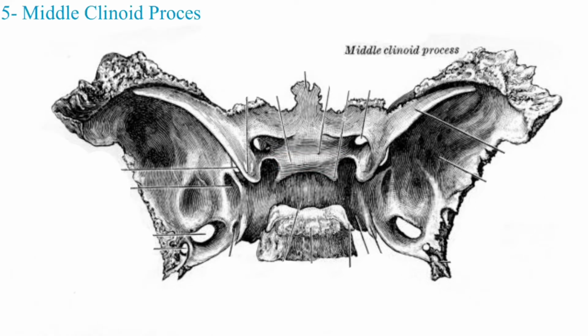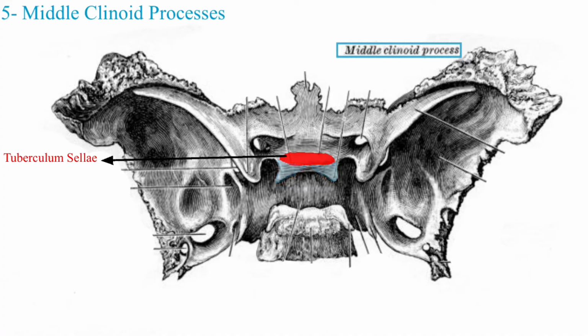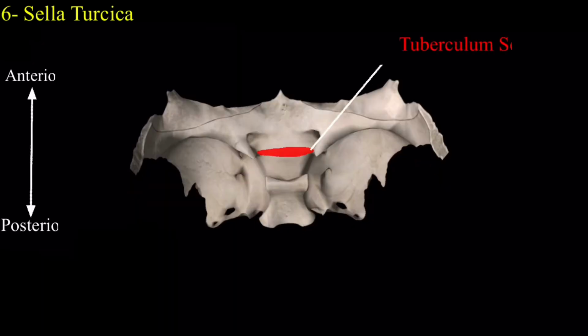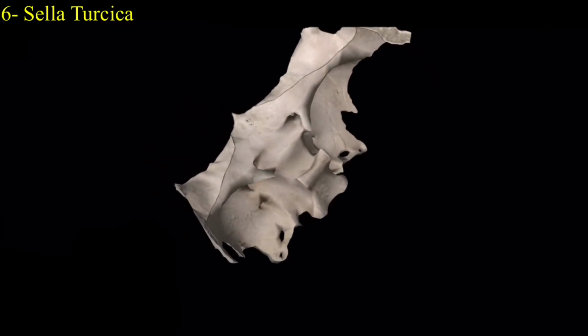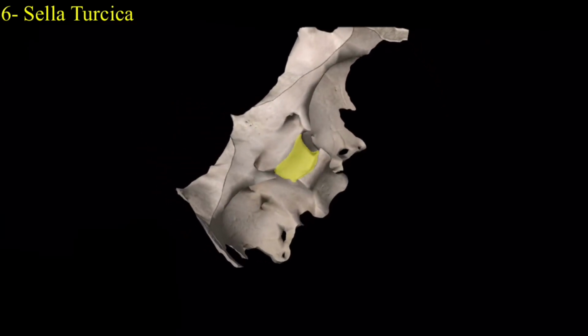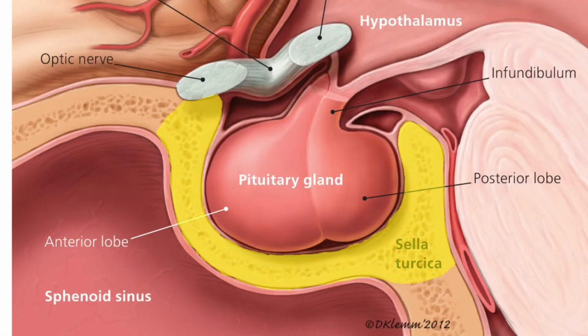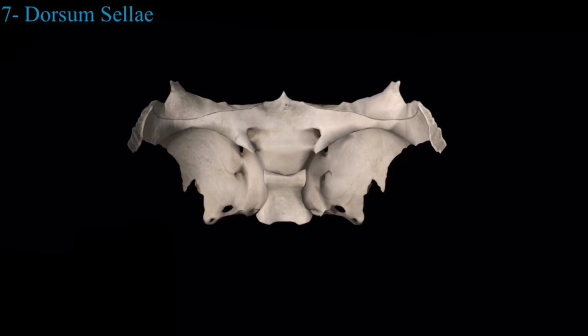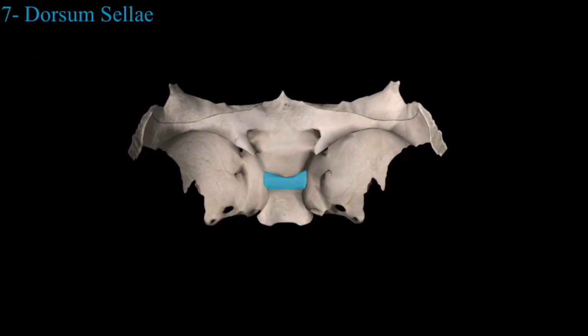Number 5. The middle clinoid processes. On either side of the tuberculum sellae there are two bony elevations, and these are called the middle clinoid processes. Number 6. Sella turcica. Posterior to the tuberculum sellae, this saddle-shaped depression is the sella turcica, and in the sella turcica is present the pituitary gland. Number 7. The dorsum sellae.